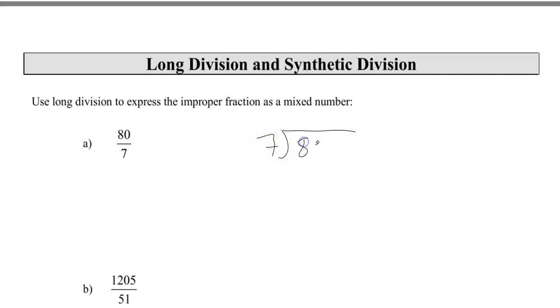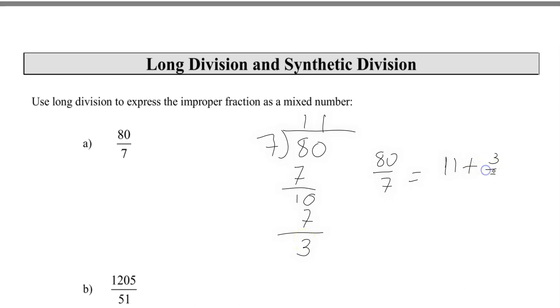So 7 goes into 80. Does 7 go into 8? Yes. How many times? Once. 1 times 7 is 7. 8 minus 7 is 1. Bring down the 0. Remember, this is the long division algorithm. 7 going into 10? Yes. How many times? Once. 1 times 7 is 7. 10 minus 7 is 3. So the answer is 80 over 7 is equal to 11 whole plus 3 sevenths.